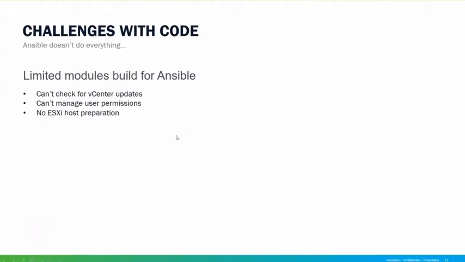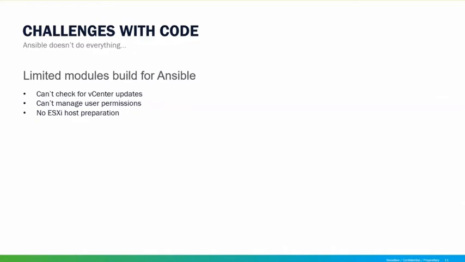And now we will get into some of the challenges we had with code. Ansible doesn't necessarily do everything, especially since there are modules that are built in Python. These Python modules were built through either VMware or some sort of partner of VMware, and they do have some limitations. Some of the things we are limited on: they don't have modules for how to update the vCenter, how to build baselines, giving permissions to users or groups, things of that nature, along with ESXi host preparation. It doesn't have much ability to do that.